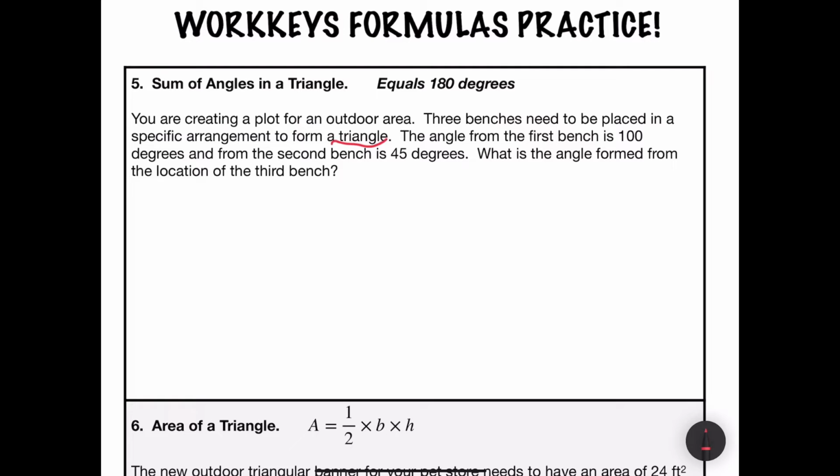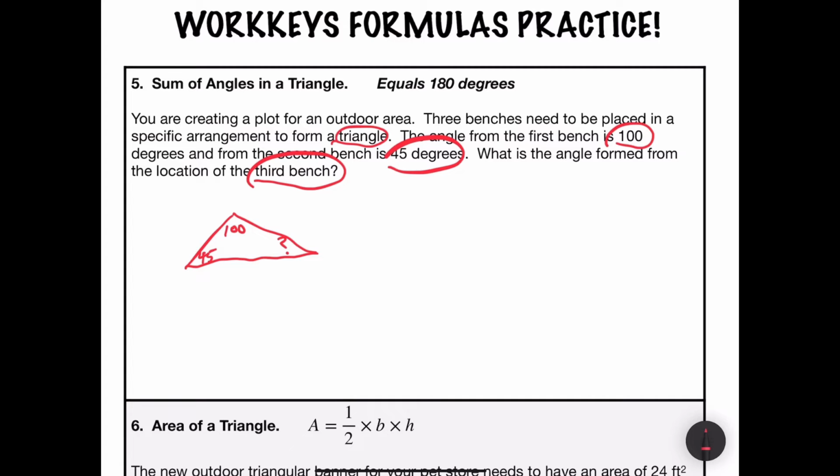So I know the arrangement is in the form of a triangle, so let's draw that. It doesn't matter which triangle you draw, it doesn't have to be to scale, you're just getting a visual. The first bench has a 100 degree angle, the second bench has a 45 degree angle, and we're looking for the measure formed by the third bench angle. So I know the 3 of them have to add up to 180 degrees.